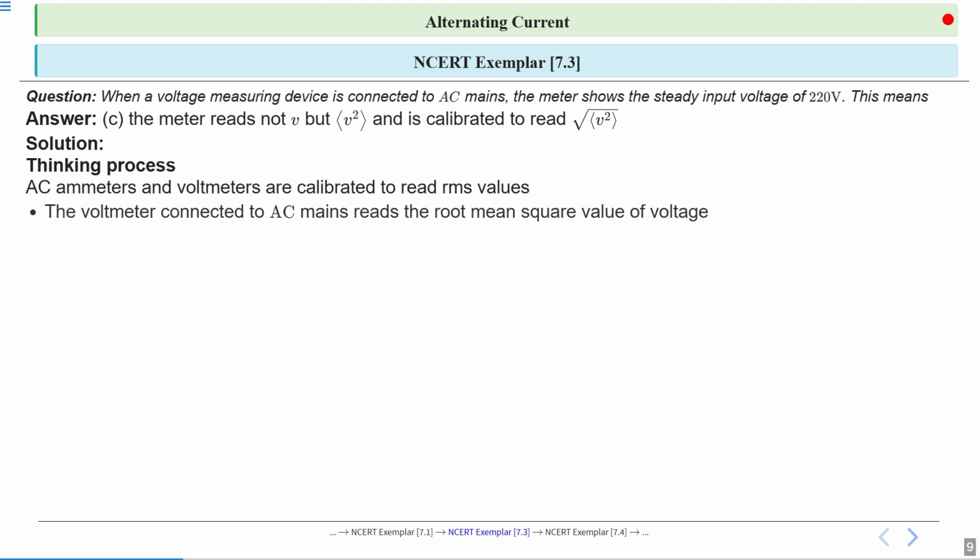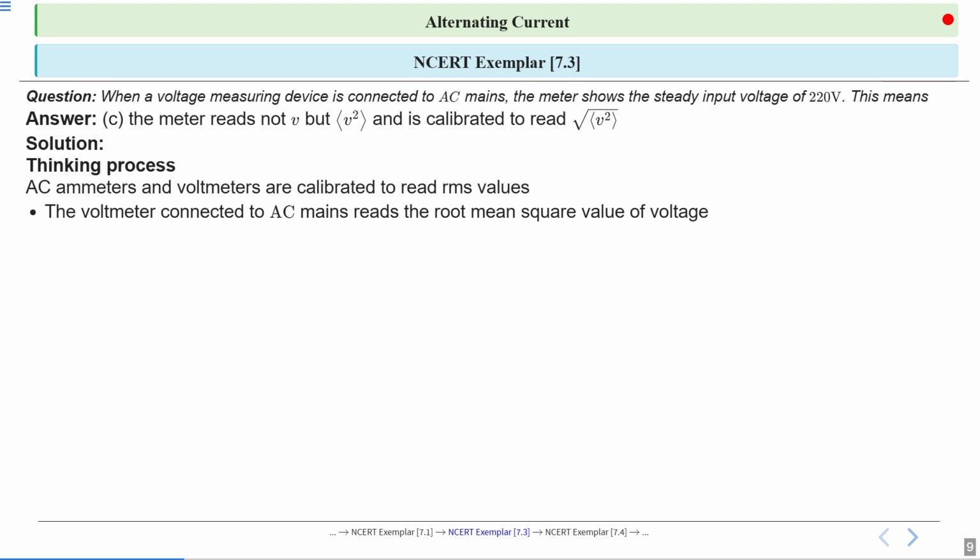Okay, so it works on the principle of hot wire. They are called hot wire ammeters and voltmeters. They work on the principle of heat dissipated, power dissipated. What is the definition of RMS value? It is the equivalent DC current which produces the same average power loss as the AC current in one complete cycle. So it works on the principle of power dissipation in one cycle. So they are calibrated to read the RMS value.